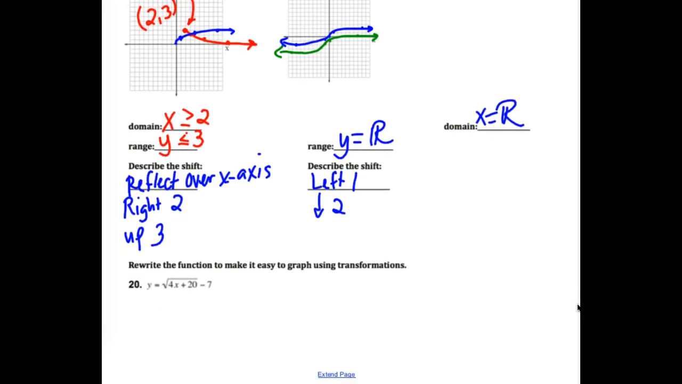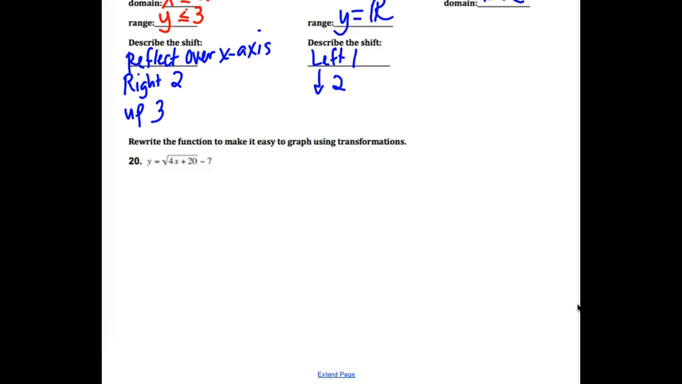All right, our last question. It says to rewrite the function to make it easy to graph using transformations. For us to be able to graph using transformations, we want to have just a plain x with possibly a left and right shift in there. We can have a number out front that affects our stretch or compression. It reflects over the x-axis if it's negative, and we can have a constant outside that moves it up and down. This one has a 4 in front of the x, and we don't want it to be there.